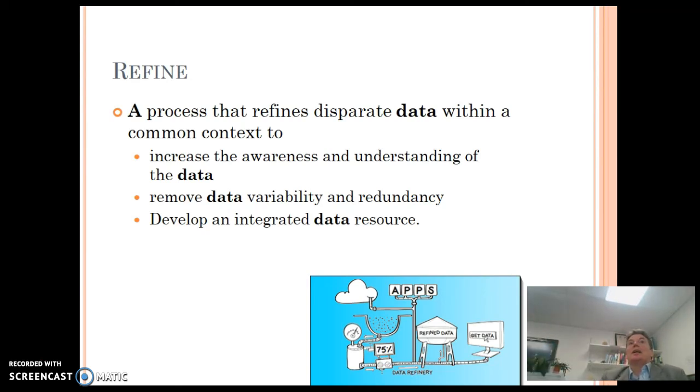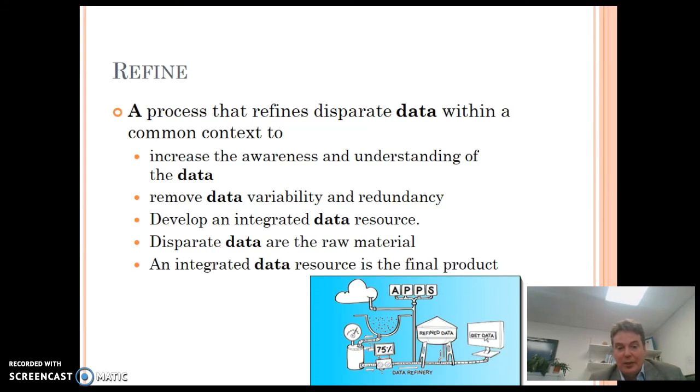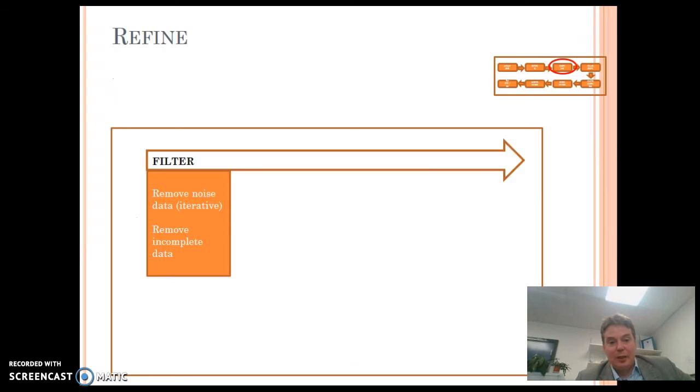Data is in plural, so we don't just have datum, we have data. But we need to integrate that together so different people can access it. So all this different stuff, all the disparate data, is raw material, and the integrated data resource is the final product of the refinement process. So what we have is a single version of the truth. We don't have redundancy. We've got rid of degraded old data. Everything is up to date, and it's as accurate as we can make it.